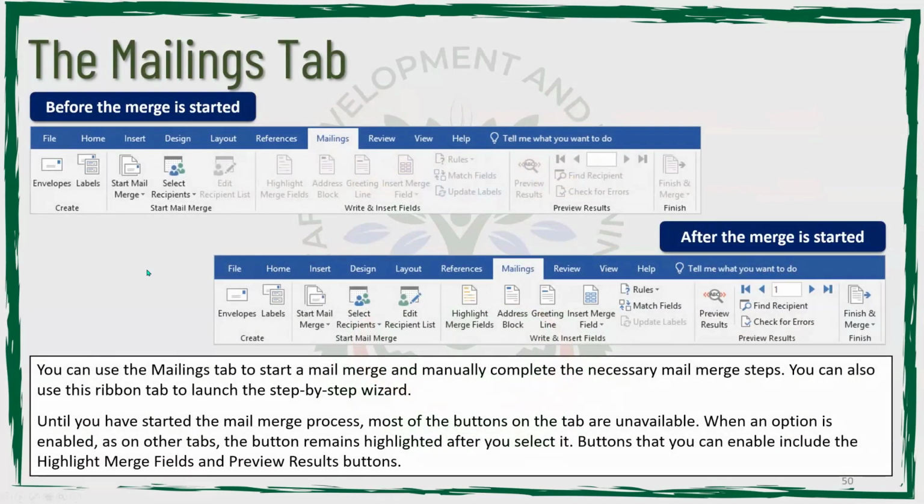So this is showing you before mail merge. And when you actually succeed in doing mail merge, you notice that a majority of the commands in your Mailings tab are activated to use. So we're going to do this step-by-step process to get an idea of how we can do mail merge.